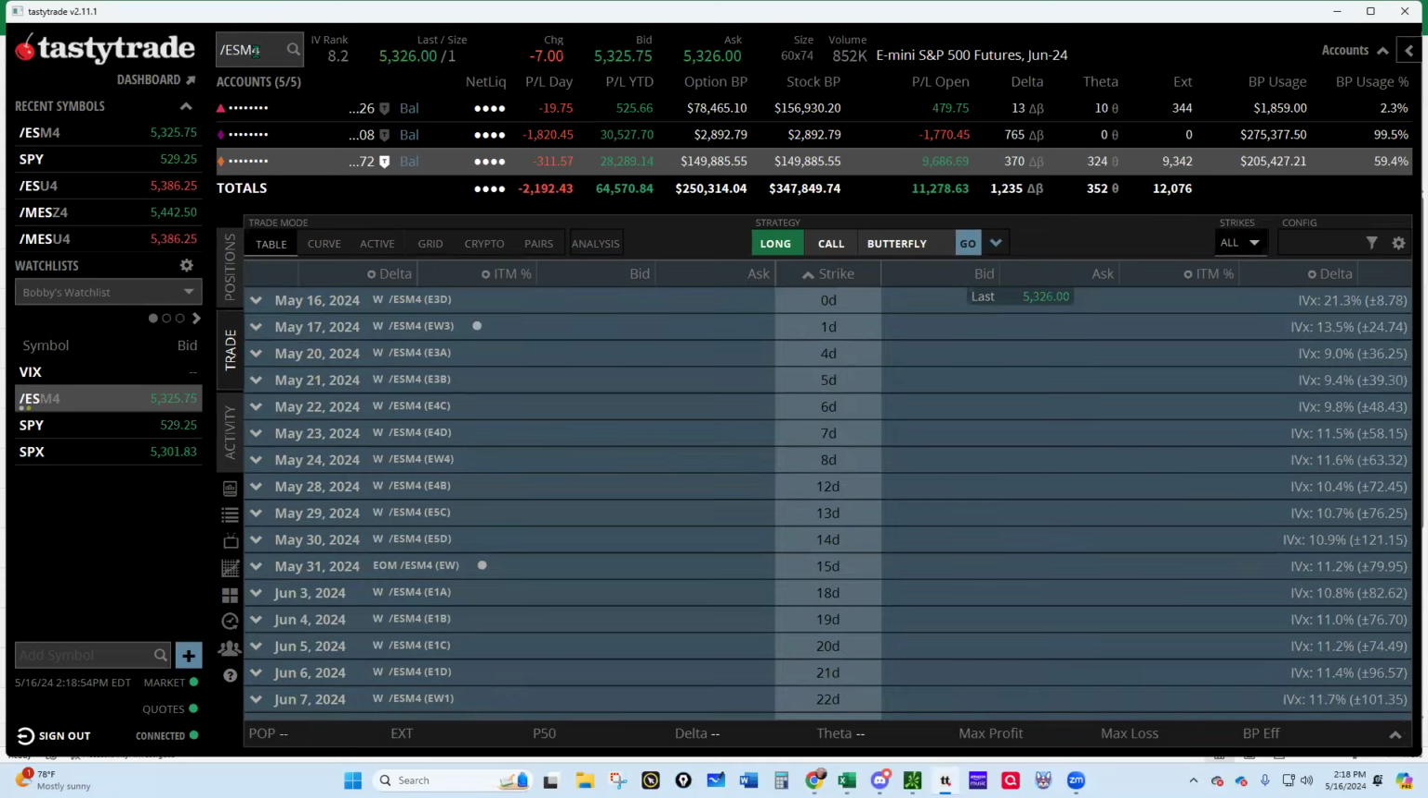Where's the Green Monster say we're headed? Just a little bit to the south side. No, we do not include Bill with our net liq. Well, we do include it in our net liq, but we don't include its buying power reduction. We include it in the net liq though. Yeah. All right.